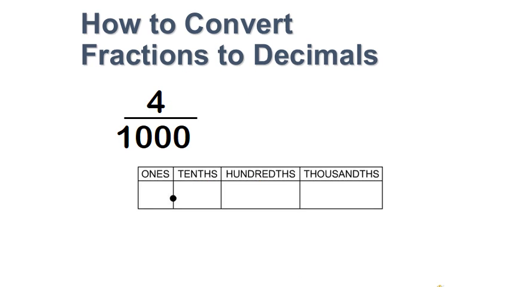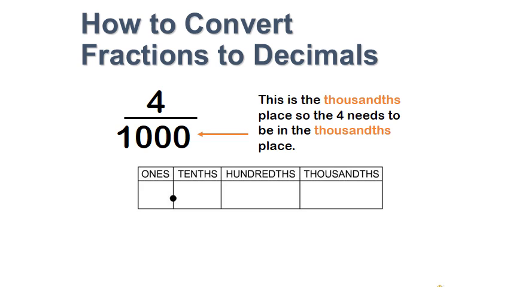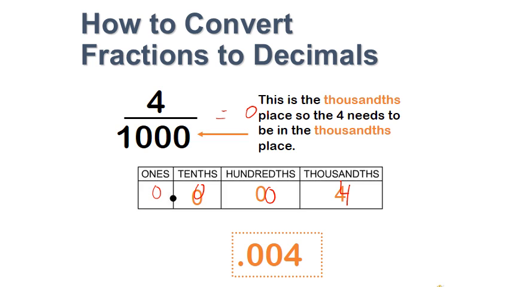Now I have 4 over 1000. That means I have first 3 digits in the decimal part, and the only number I have is 4. It's in the thousands place, which is here. So the rest are zeros. So the number is 0.004.